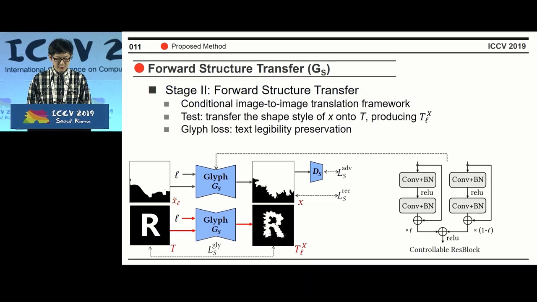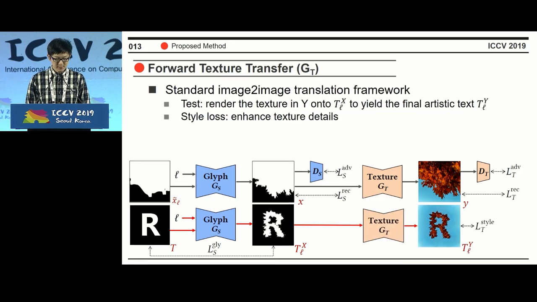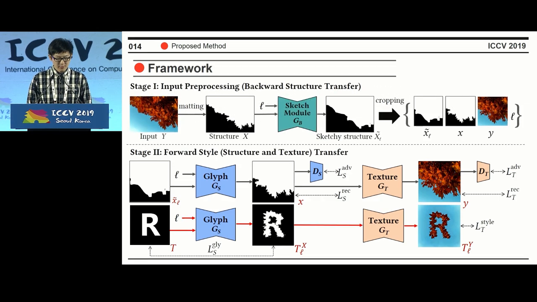Besides, we add a glyph loss to preserve the main text shape. Finally, we train a network GT to map the structure map back to the style image and use style loss to enhance the texture details. So this is our overall framework.